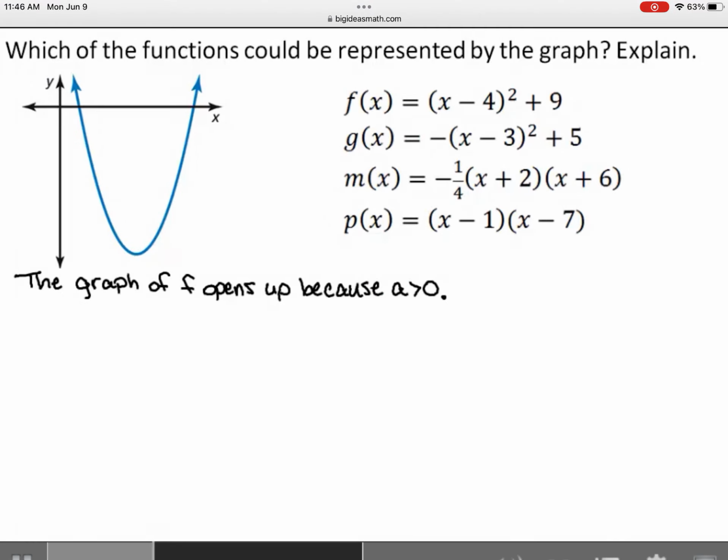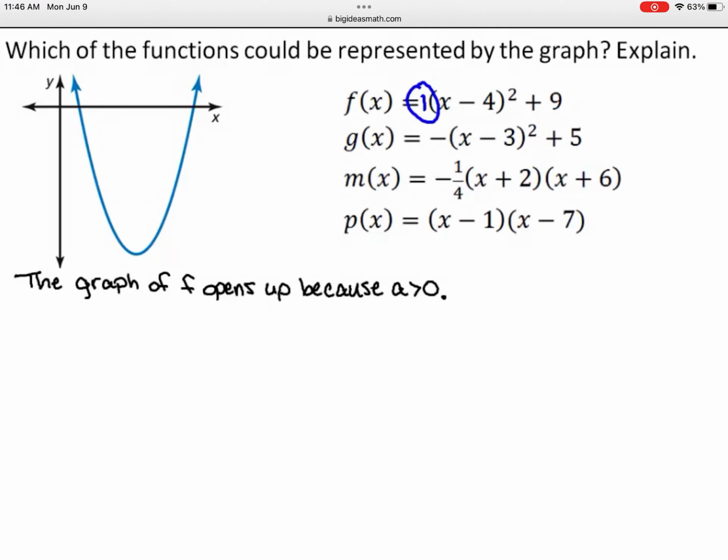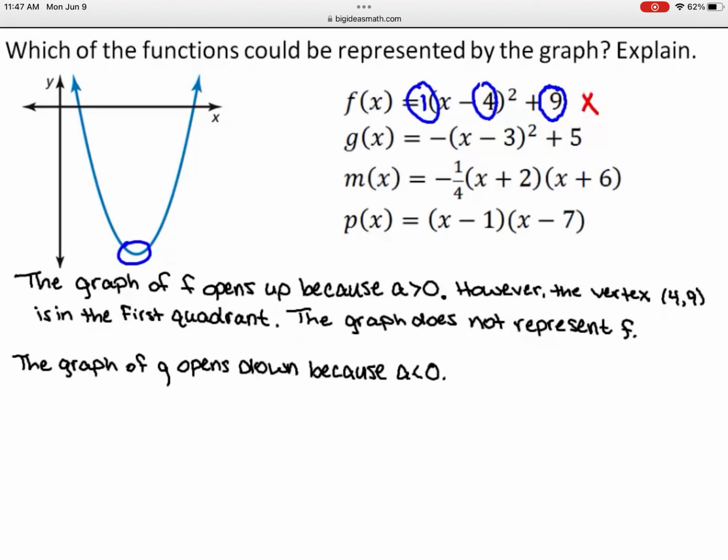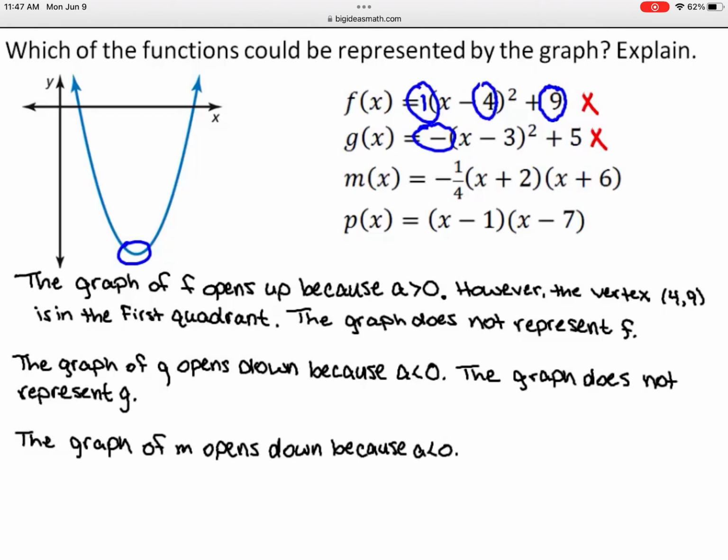The graph of f opens up because a is greater than 0. However, the vertex (4, 9) is in the first quadrant. You can see that the vertex of the given graph is in the fourth quadrant, so the graph does not represent f. The graph of g opens down because a is less than 0. You can see that the given graph opens up, so the graph does not represent g. Similarly, the graph of m opens down because a is less than 0, so the graph does not represent m.